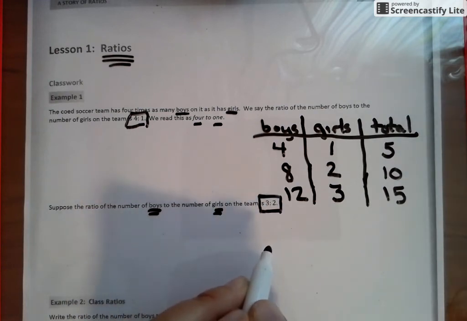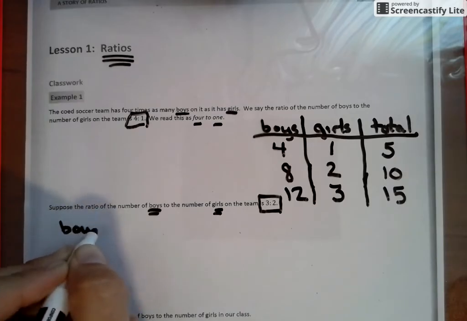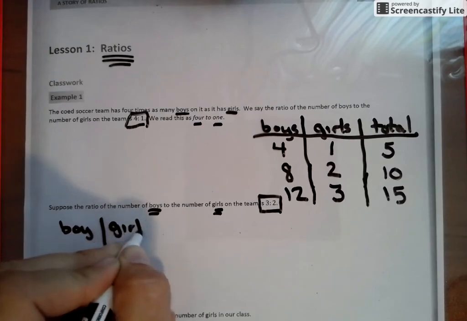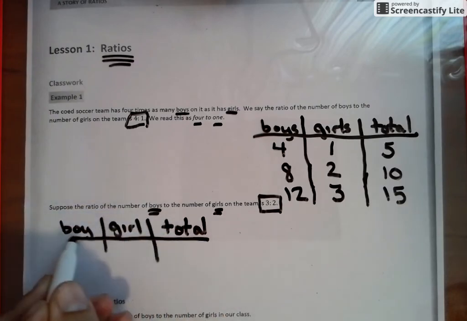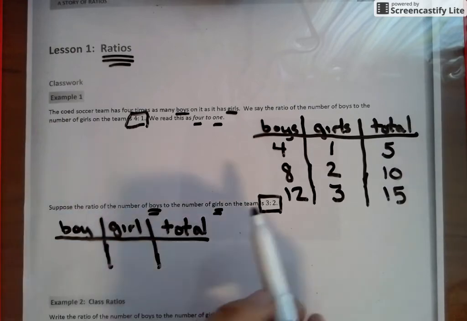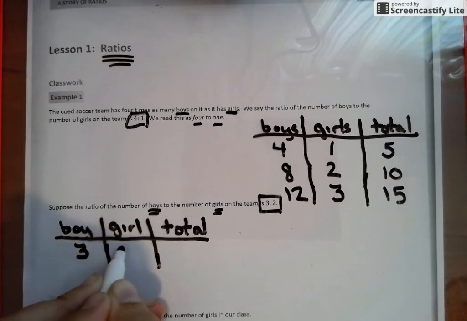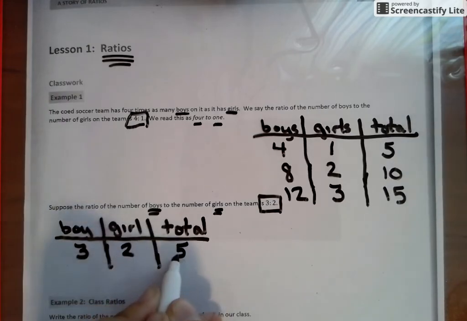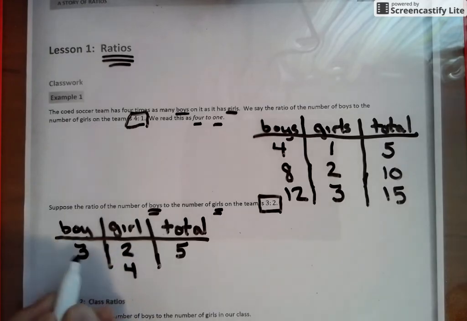So let's look at this next question. It says, suppose the ratio of the number of boys to the number of girls on the team is 3 to 2. Order matters. We can make a chart again. Boys, girls, total. And we can continue this same thought process. The first number listed is a 3. Boys were listed first. For every 3 boys, there are 2 girls, total of 5 kids.